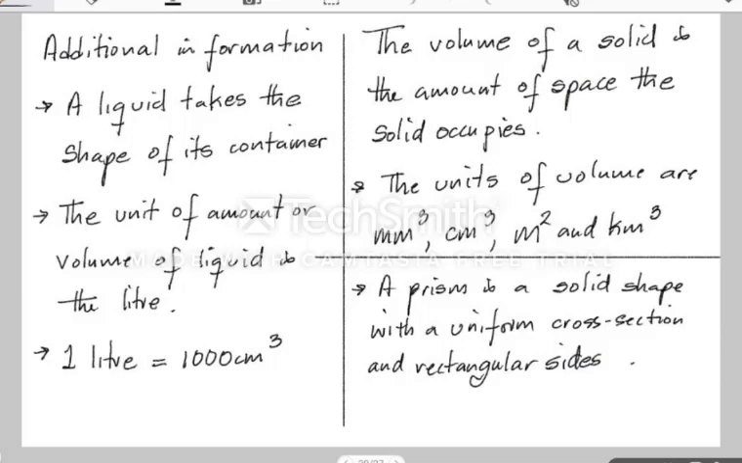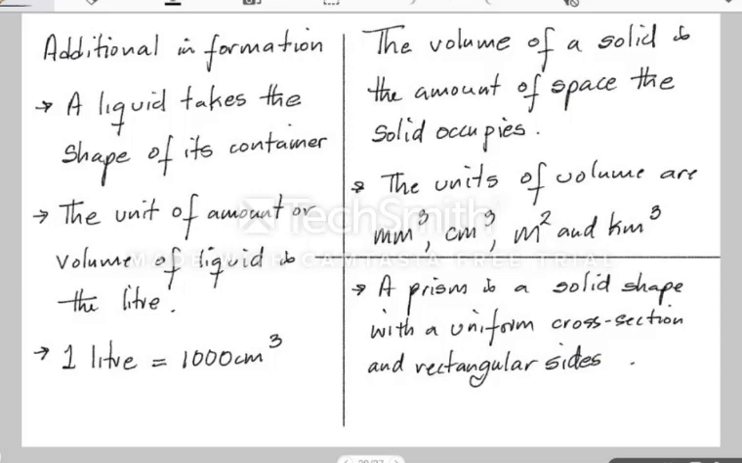So some additional information, things which are important. A liquid takes the shape of its container. That fact is going to come into play soon. You're going to see the importance of it. So, for example, water has no natural shape. If you pour water into a cylindrical cup, the water becomes a cylinder. If you pour water into a cuboid container, the water becomes a cuboid. So a liquid takes the shape of its container. The unit of amount or volume of liquid is the liter.